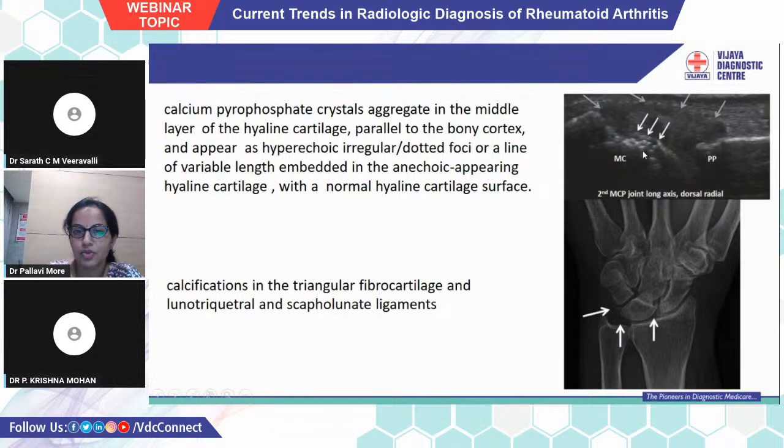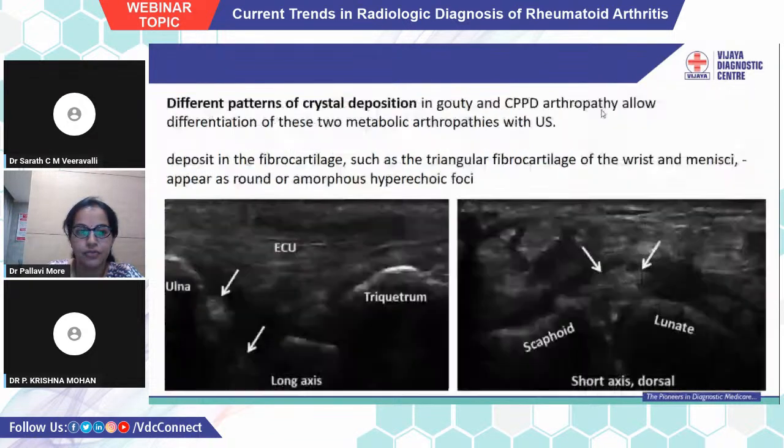The image on the ultrasound shows the crystals are aggregated in the middle layer of the hyaline cartilage parallel to the bony cortex, which appear as hyperechoic irregular dotted foci or a line of variable length embedded in the anechoic appearing hyaline cartilage with normal hyaline cartilage surface. On X-ray, the calcification of the triangular fibrocartilage as well as the scapholunate ligament and lunotriquetral ligament can also be identified.